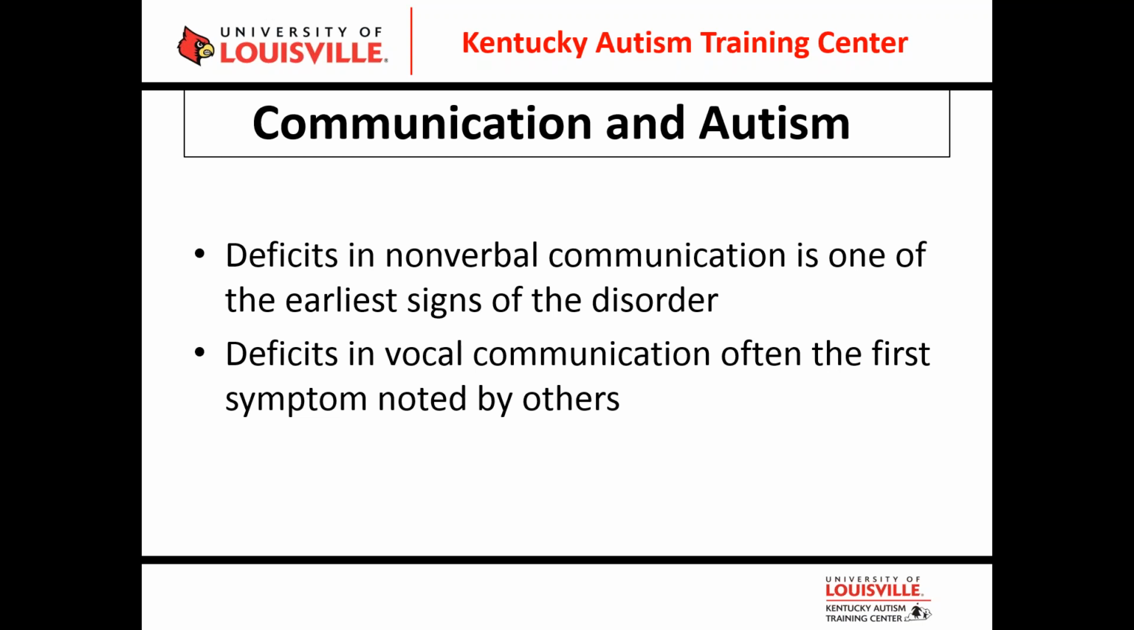So we see with individuals with autism, that's one of those early signs, that deficit in nonverbal communication and that deficit in vocal communication. So when we see this, sometimes they have communication and we see that it starts to decrease, or we see that communication doesn't develop at all. So with these individuals, communication is a key to teach further behaviors and also to teach those social interaction cues that we really work on.